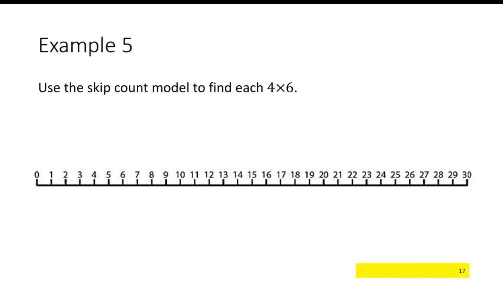So let's try to show 4 times 6. And we can do 4 arrows of 6 or 6 arrows of 4. Either way, but here is 1 arrow of 6, 2nd arrow, 3rd arrow gives you the 18, and then the 4th arrow would take you to 24. So 4 times 6 is equal to 24.